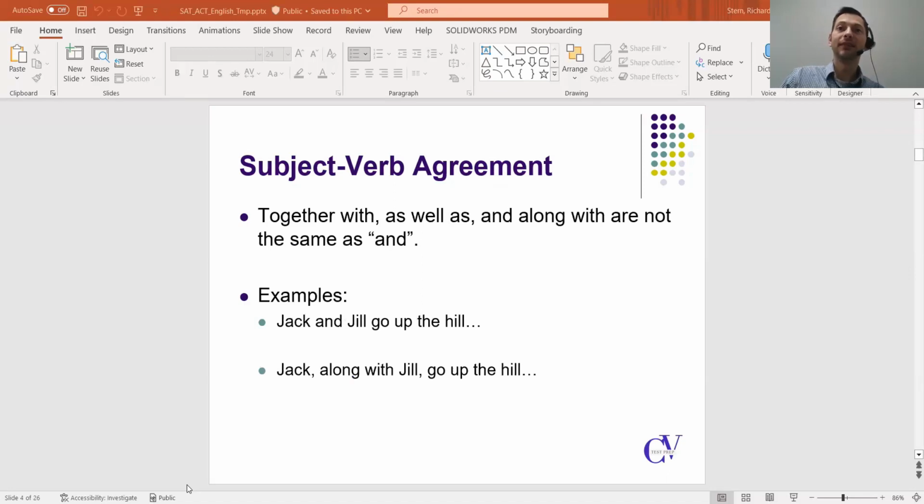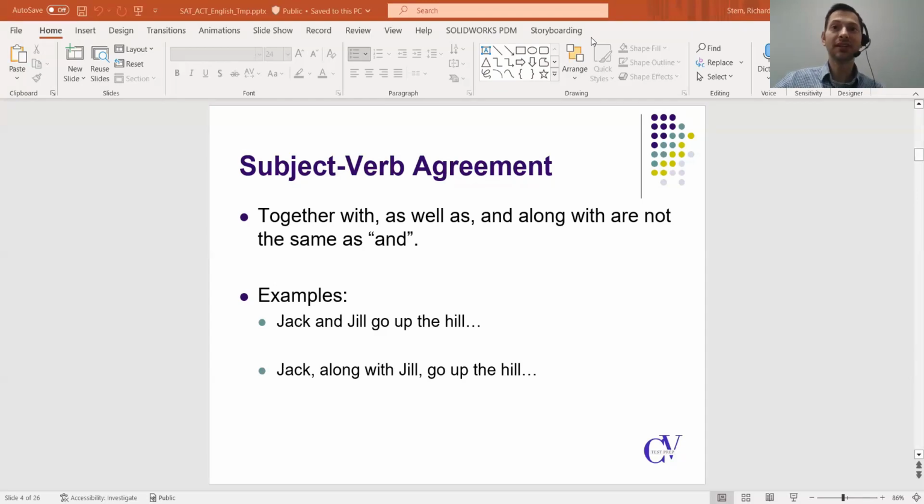All right, and lastly, "together with," "as well as," and "along with" are not the same as "and." We already discussed this. So when you have "Jack and Jill go up the hill to fetch a pail of water," it would be plural because who goes up? Jack and Jill go up, so they go up. "Jack along with Jill go up the hill." Who's going up the hill? Jack. Jack goes up the hill. "Along with Jill" is the prepositional phrase.